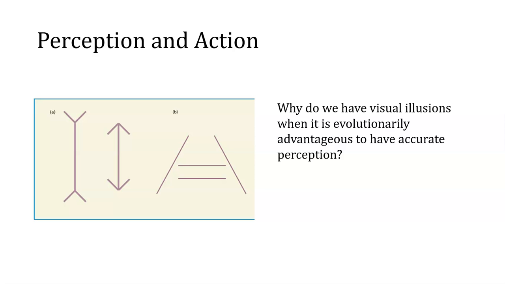But in spite of these arguments in favor of accurate visual perception, as we discussed before, our visual perception is easily influenced by contextual cues. For example, the two vertical lines in A are the same length, but we tend to see the one on the left as longer than the one on the right. When we look at the two horizontal lines in B, the top line seems longer than the bottom one, even though the two lines are of the same length. So the question is, why do we have visual illusions when it is evolutionarily advantageous to have accurate perception?